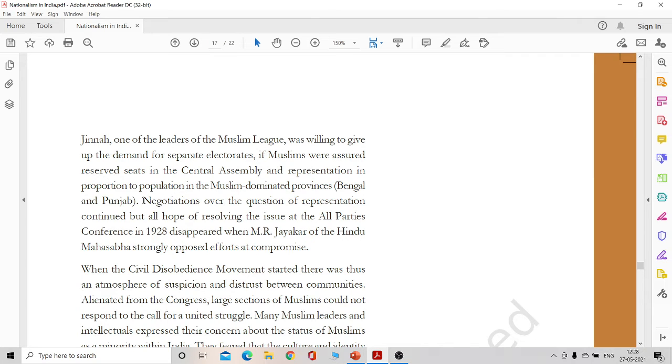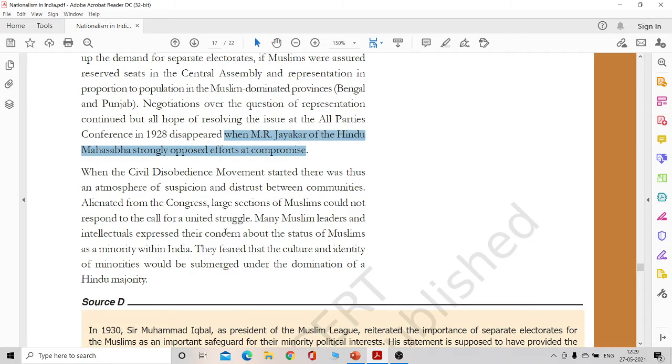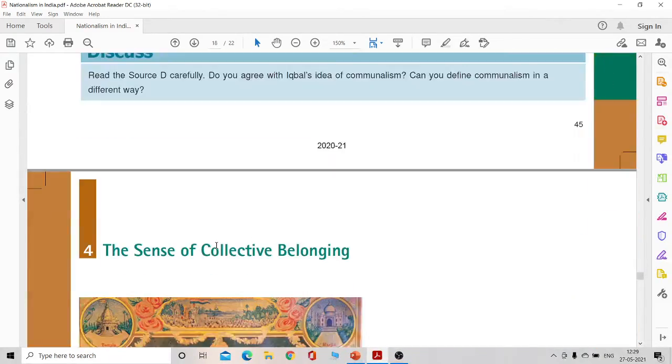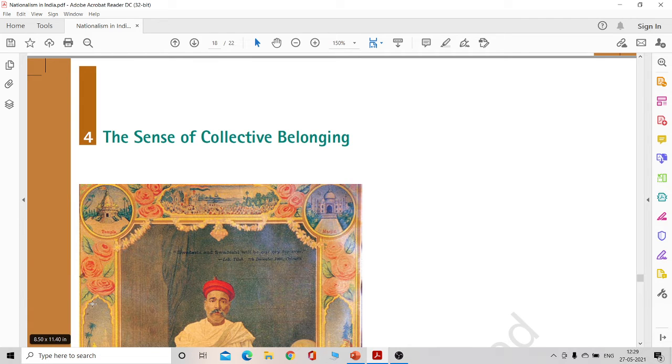And of course, here we see that negotiations over separate electorates were made, and Jinnah was willing to give up the demand for separate electorates, but all hope of resolving the issue at the All Parties Conference disappeared. Why, if the question is asked? Because M.R. Jayakar of the Hindu Mahasabha strongly opposed. Right? So this wraps up the question answers as far as the movements are concerned.